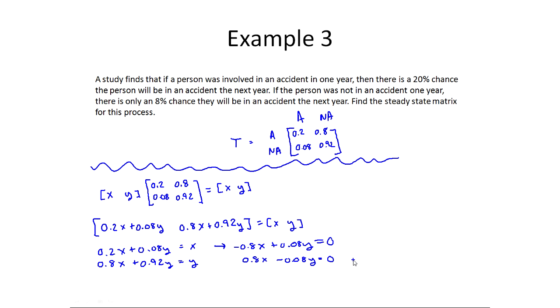If you're an expert on solving systems of equations, you may look at this and see it's very bad. If you add these up, you get 0 equals 0. The reason is because they're the same equation. So really, I can only use one of these equations. It doesn't matter which one, so I'm going to use this one right here.